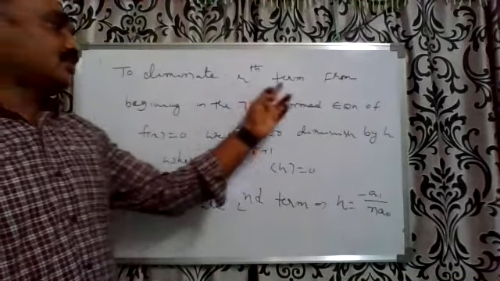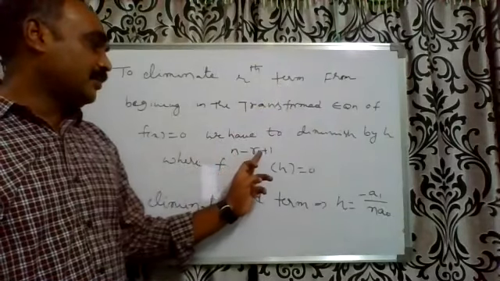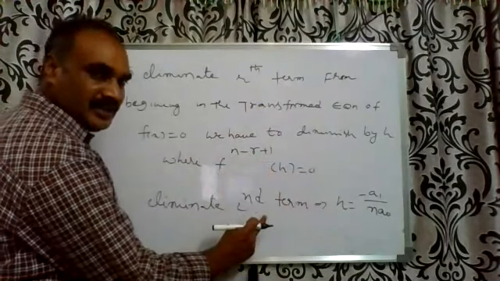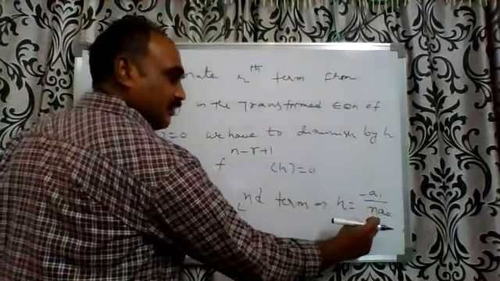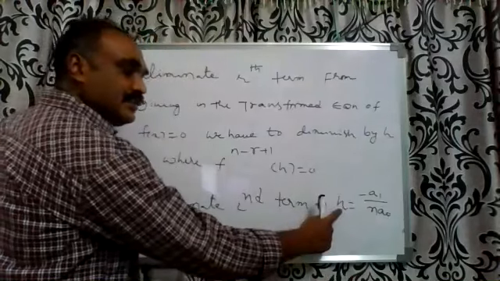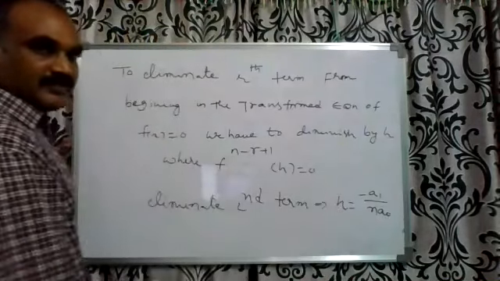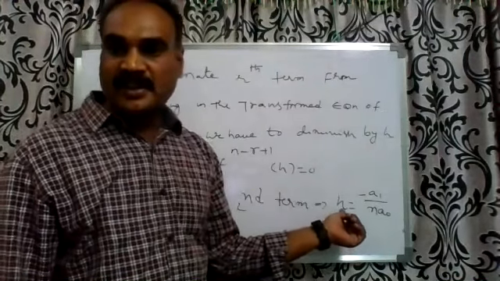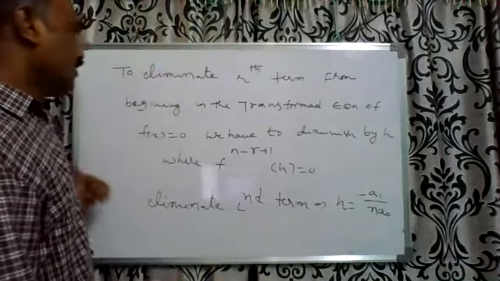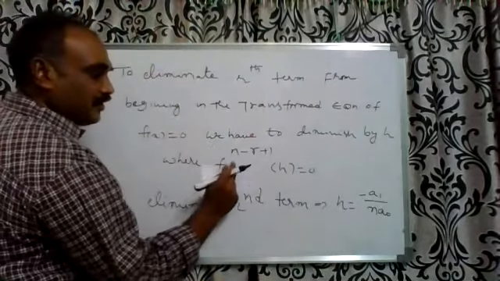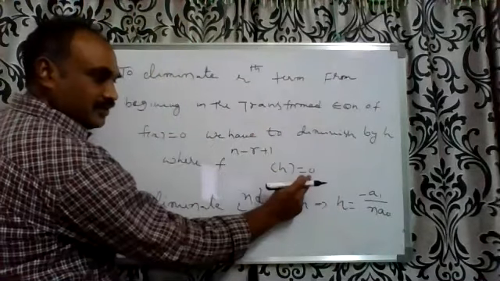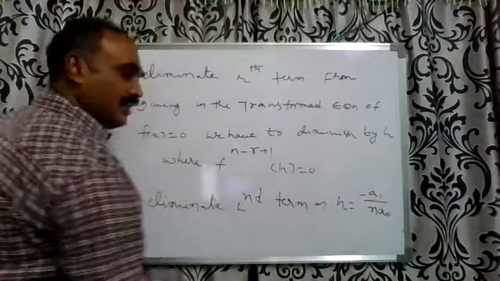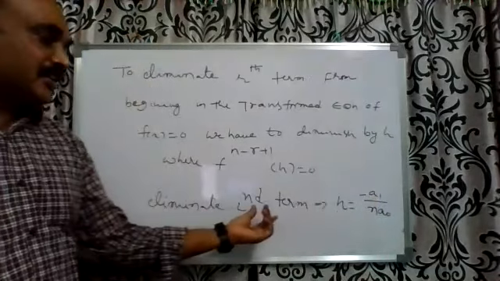So to eliminate the rth term, f power n minus r plus 1 of h is equal to 0. This is only for eliminating the second term: h is equal to minus a1 by n into a0. Suppose the roots are diminished by 2, or diminished by 3. To eliminate the second term, h is equal to minus a1 by n into a0.